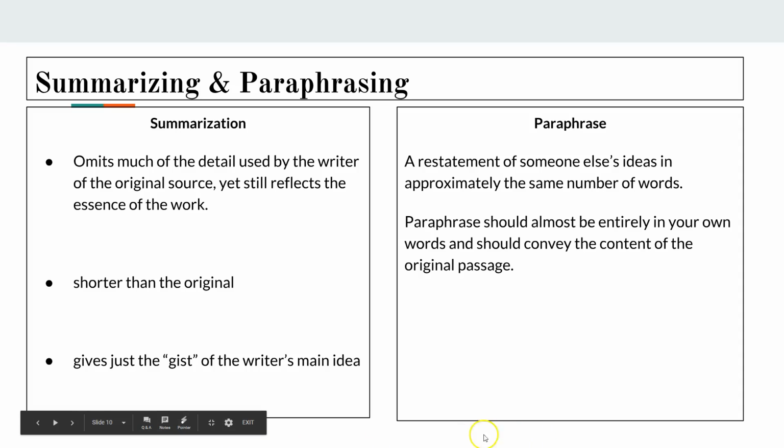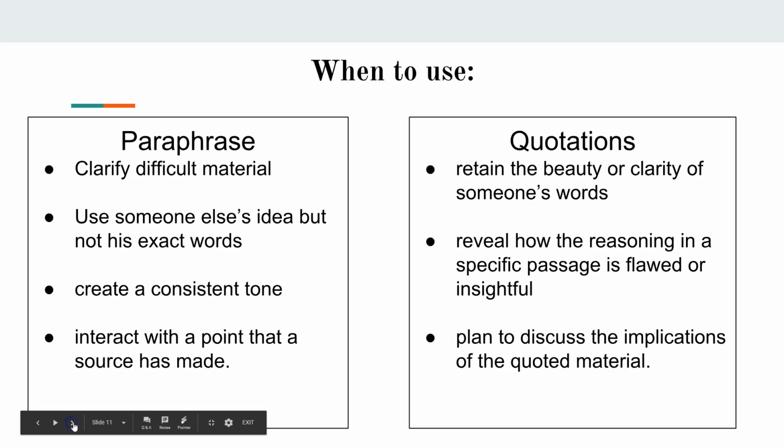I made you a handy dandy chart here. Kind of gives you a quick little summarization, omits much of the detail. It's shorter than the original, and it just gives you the gist of the writer's main idea. And then you have your paraphrase over here, a restatement of someone else's ideas in approximately the same number of words. So summary is shorter, paraphrase about the same number, and a paraphrase should almost be entirely in your own words and should convey the content of the original passage.